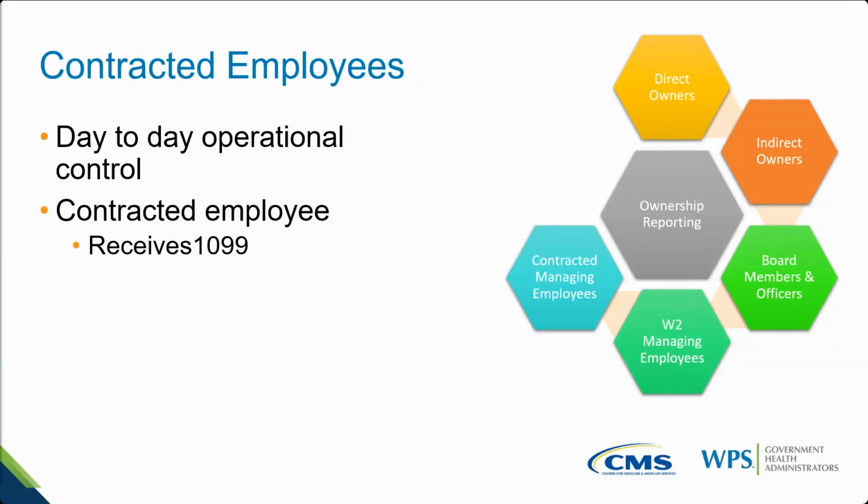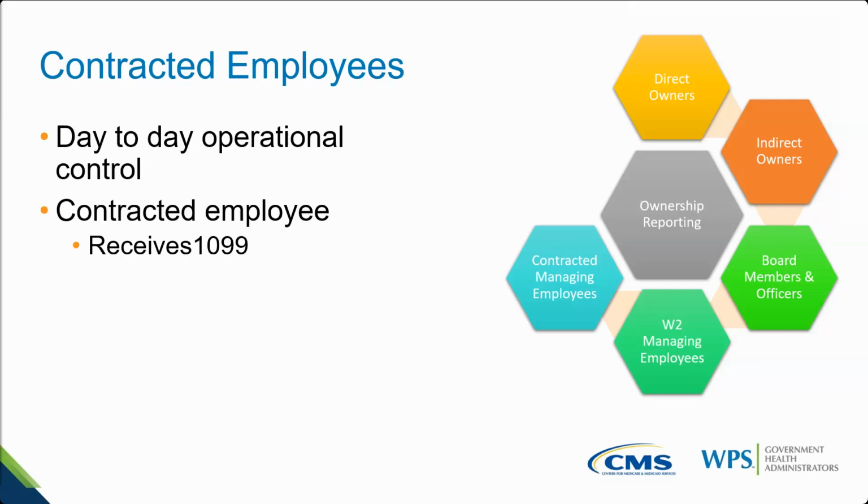There is another type of managing employee that can be reported, and that's contracted employees. And we're looking for contracted employees that have day-to-day operational control. This could be a contracted business management company. This could be potentially someone that's handling the billing, but they're contracted. They're not a direct employee of the enrolling provider. And they're designated typically because they're receiving that 1099 as a tax document at the end of the year versus a W-2. So they're a managing employee, but under contract.